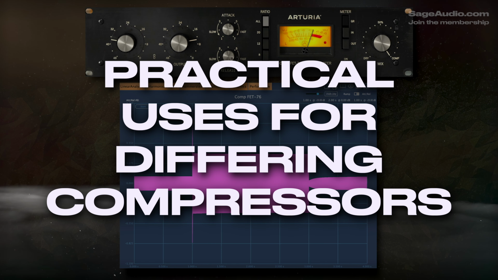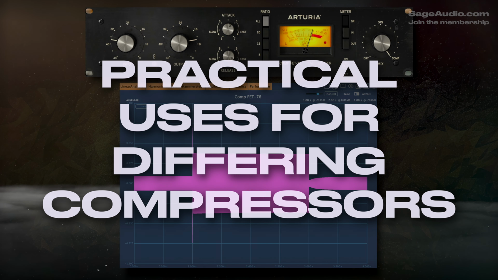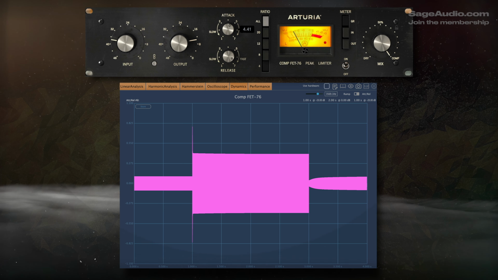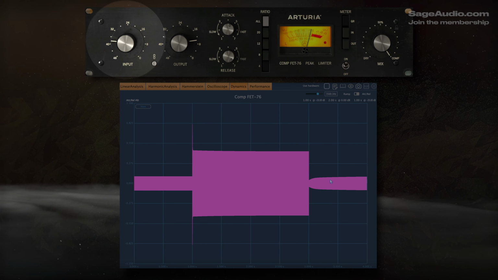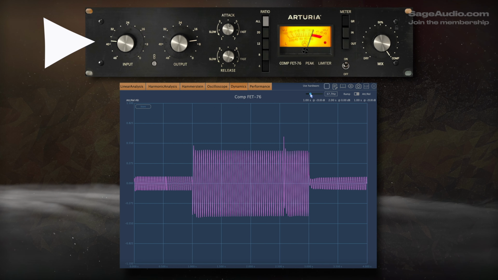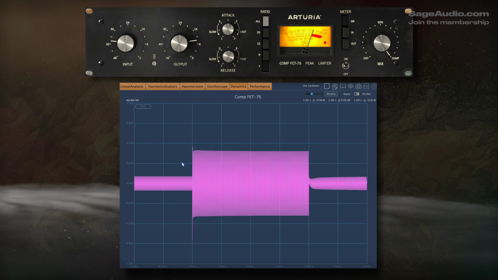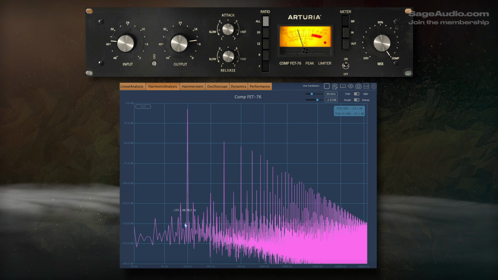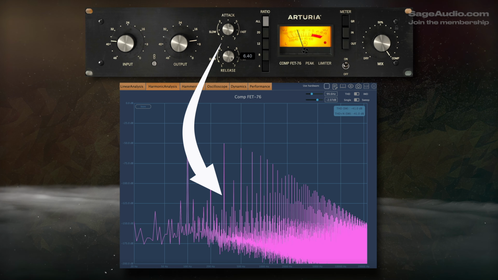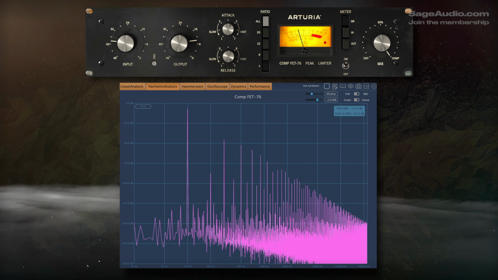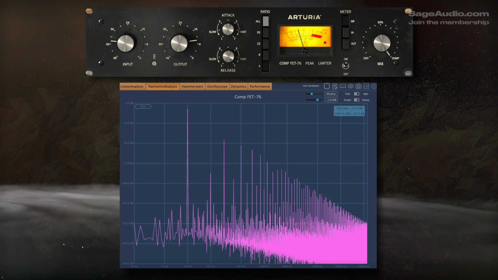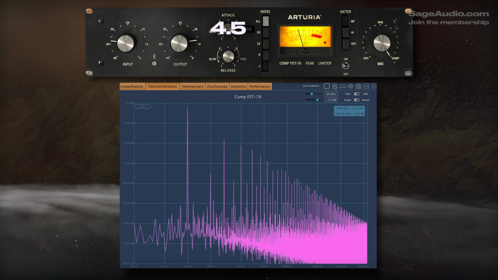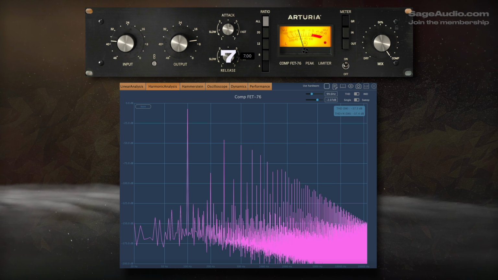Now, I want to show you some practical uses for differing compressors so that we can explore how these seemingly esoteric behavioral differences all add up to something that we can use. So, an 1176 compressor on a snare is kind of a classic combination. But why is that? Well, the super short attack and release times of the compressor cause significant harmonic distortion, almost if not as much as a saturation plugin on moderate settings. So the most distortion seems to occur with a faster attack, set around 4.5, and the fastest release setting.